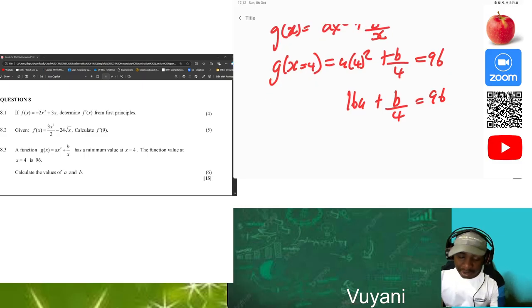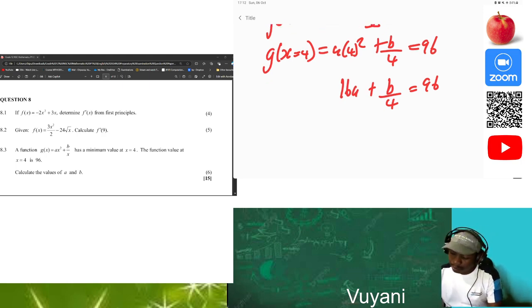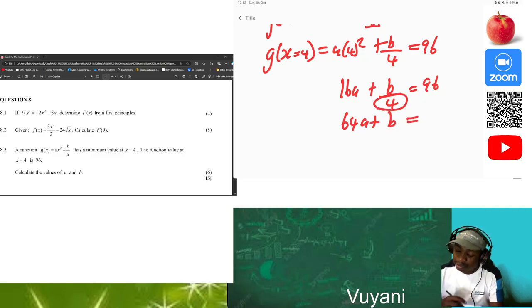Then from that point we can calculate whatever we want to calculate, because we already have the values which we are looking at. So if we multiply all through by 4 on both sides, that will be 64a plus b, to remove this 4 as the denominator. So we multiply everything by 4. Let's use a different marker. By 4.